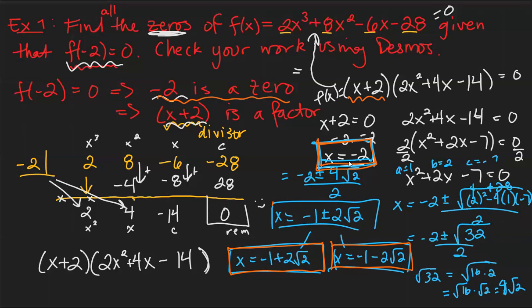Hopefully that sounds okay. Notice that we got one nice whole number, and our other two are still real numbers, but they are irrational numbers, because they have a square root that's not nice. So both of these are irrational, but they're still real. Irrational numbers are still real.